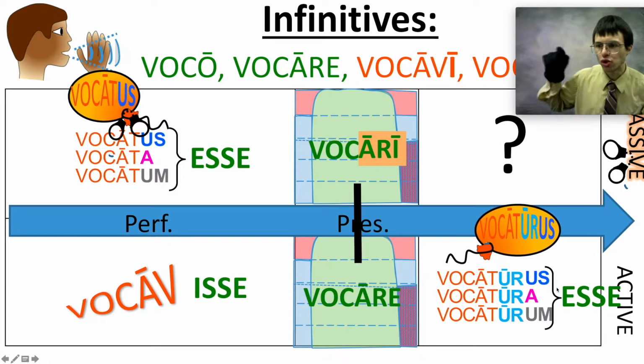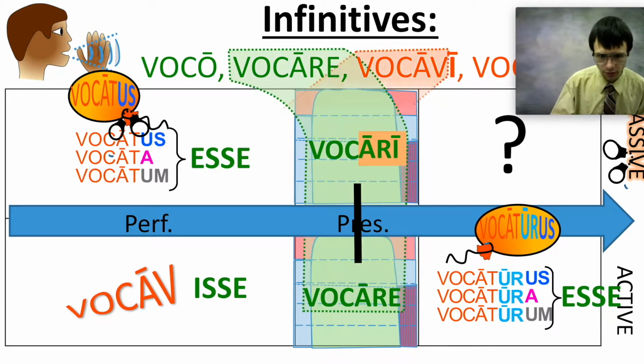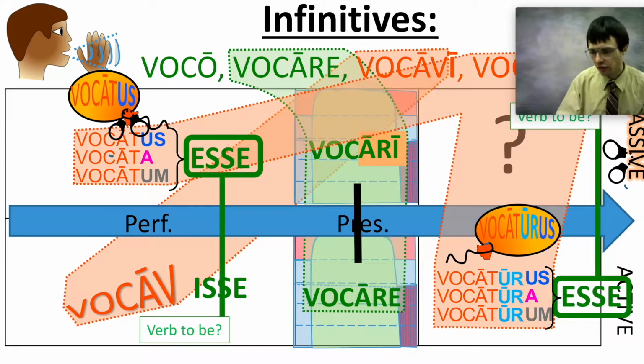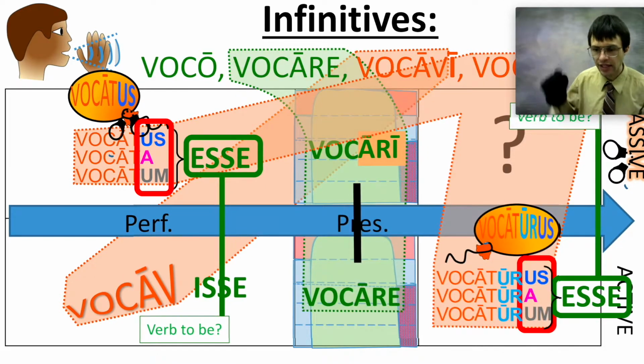Vocaturus esse, to be about to call. So that's the way it goes. And if you have the verb to be in there, then what can you say about the ending? What case must it be? Remember the 2 wings of the airplane?